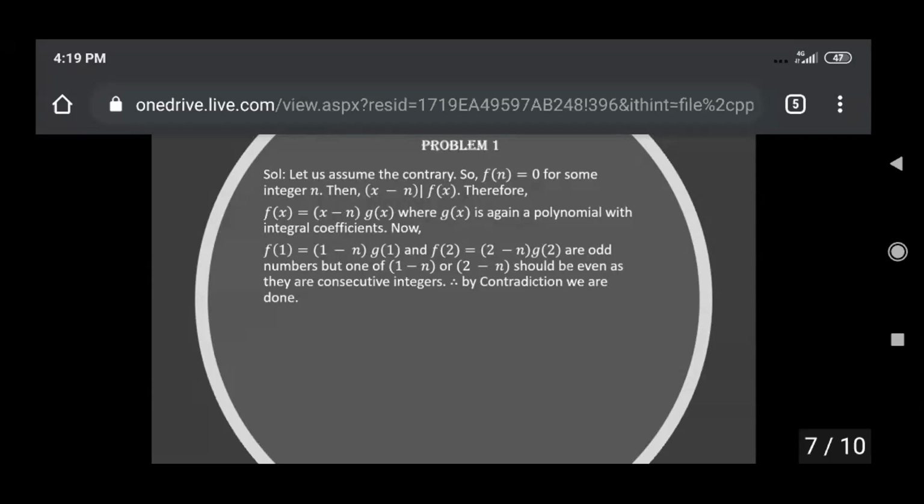And we can see that 1 minus n and 2 minus n are consecutive numbers, but they have given us that f of 1 and f of 2 are both odd. How can that be possible? If there are two consecutive numbers, one of them will surely be even. So the contradictory statement is wrong. Then we can say that there will be no integer n for which f of n is zero.